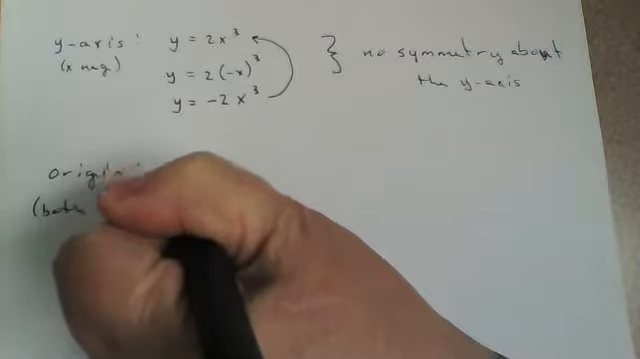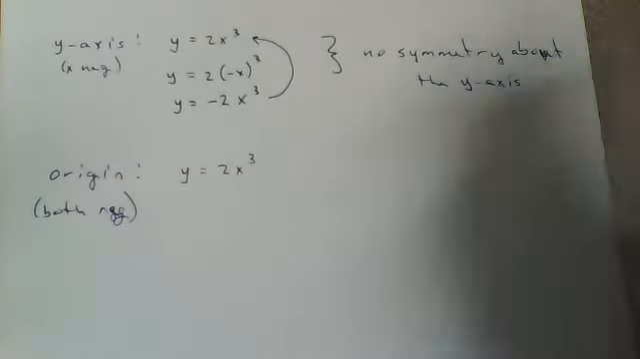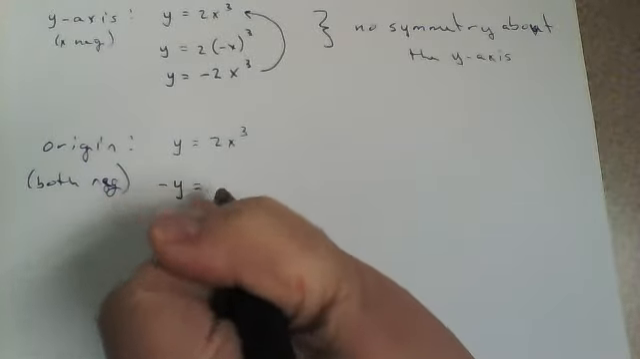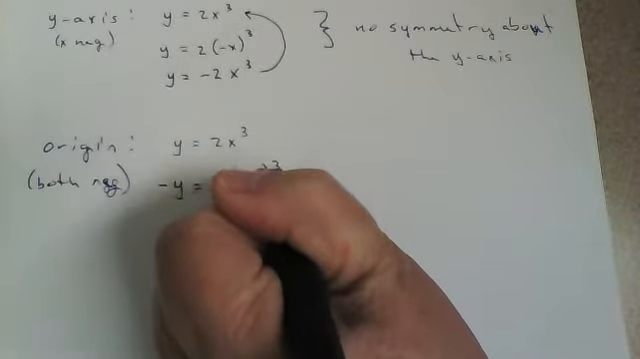So our original equation is y equals 2x cubed. And when we plug it in, we're going to say negative y equals 2 times negative x cubed.